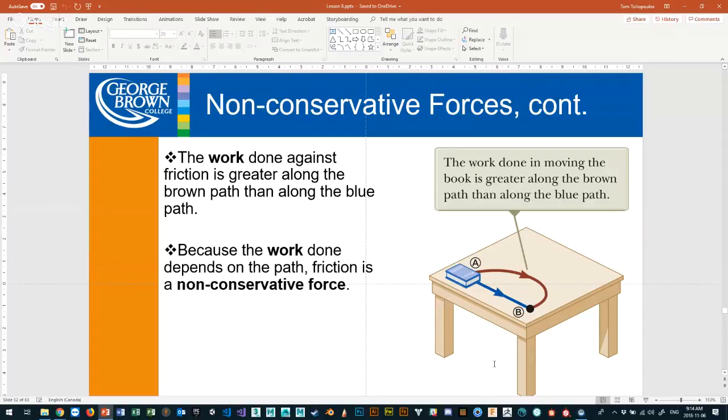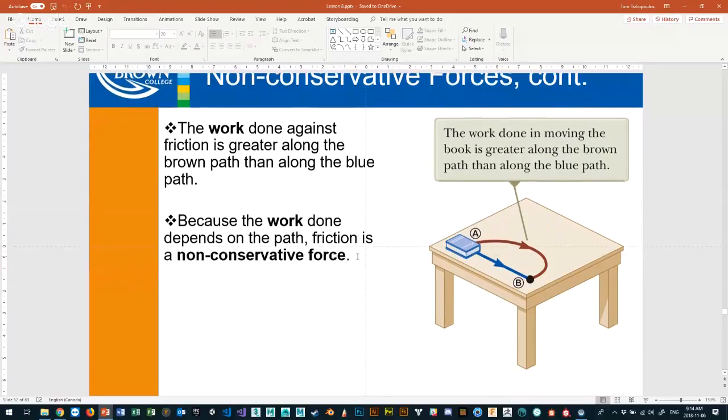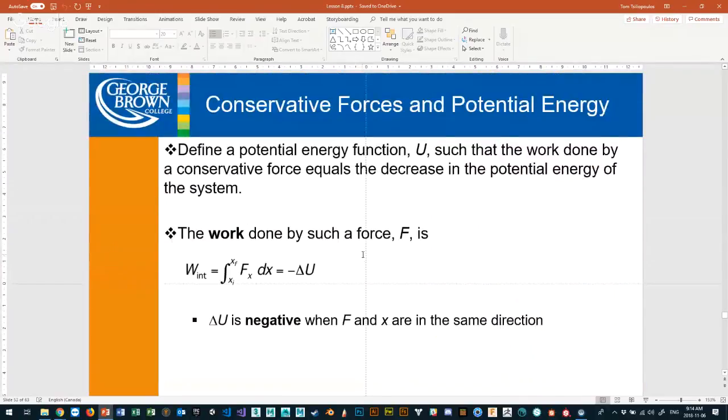Okay, so the work done against friction is greater along the brown path than along the blue path, because the work done depends on the path. Friction is a non-conservative force, right? It's kind of a weird example, but okay, no problem.